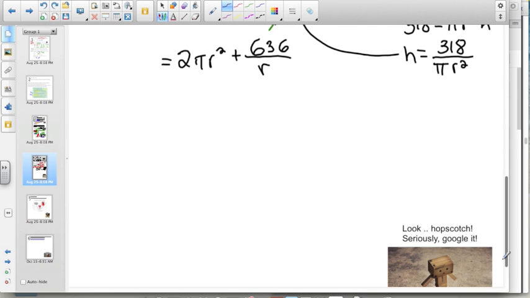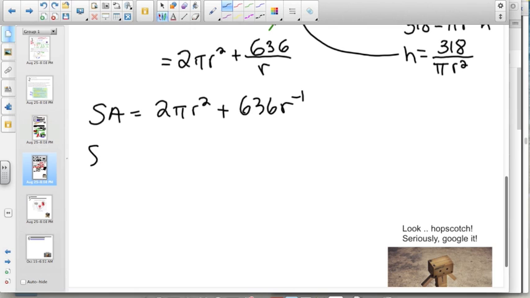So if we look at that, taking the derivative of that is not too bad. But let's get rid of this fraction. So we're going to write the surface area expression. What's 636 over r? How do we rewrite that? 636 times r to the negative 1. Okay. Now we can take its derivative.